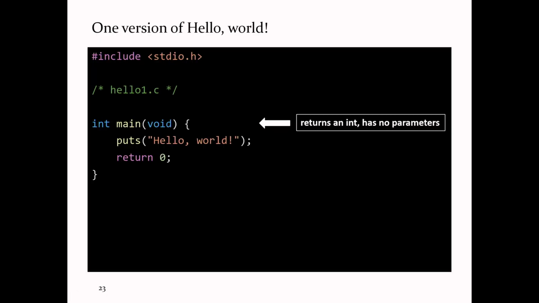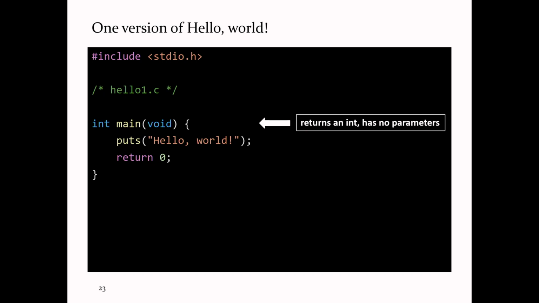Okay, so what does that first declaration of the main method actually do? Well, the name of the function is called main. It returns an int, so basically you read this like Java. It has no parameters. That's what the void means in this case.